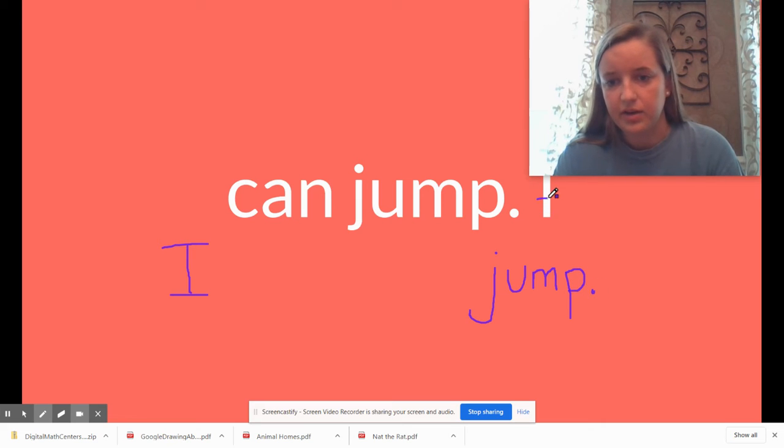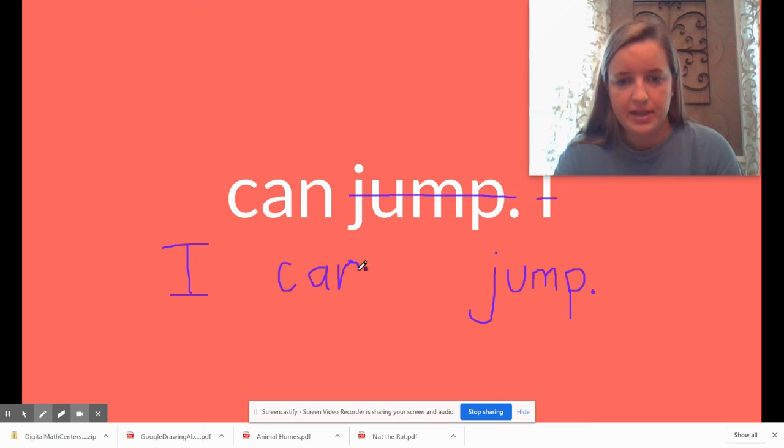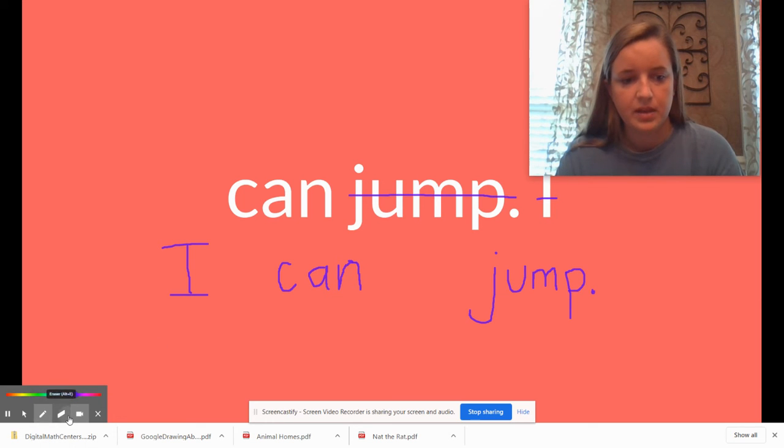So we've done I, I can cross that out. We've done jump, I can cross that out. What's left? You should know this word. This is one of our sight words. This is can. So does that make sense? I can jump? Yes, it does. So I put can in the middle. Very good. So that is number one. I can jump. You want to check that you have a capital letter, you have a punctuation mark, you have finger spaces, and that it makes sense. Great job.